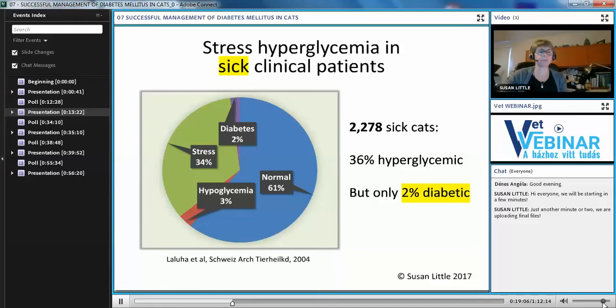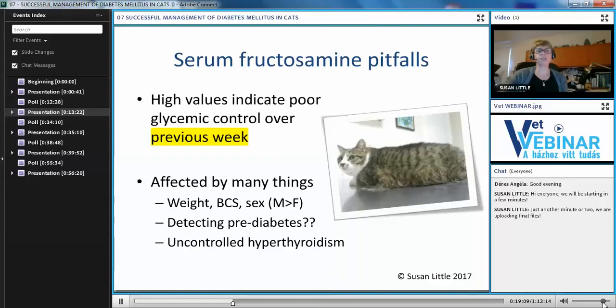So that's where a test like serum fructosamine can be useful to us. So high values on this test do indicate poor glycemic control, or in other words, a persistently high blood glucose, but only for the previous week. We used to think it gave us a much longer view of average blood glucose in the cat, but it's only about a week. So, nonetheless, it's quite useful for looking at the cat that might have a stress hyperglycemia. So those cats should have a normal serum fructosamine in the face of a high blood glucose. So that's one of the best uses of this test.